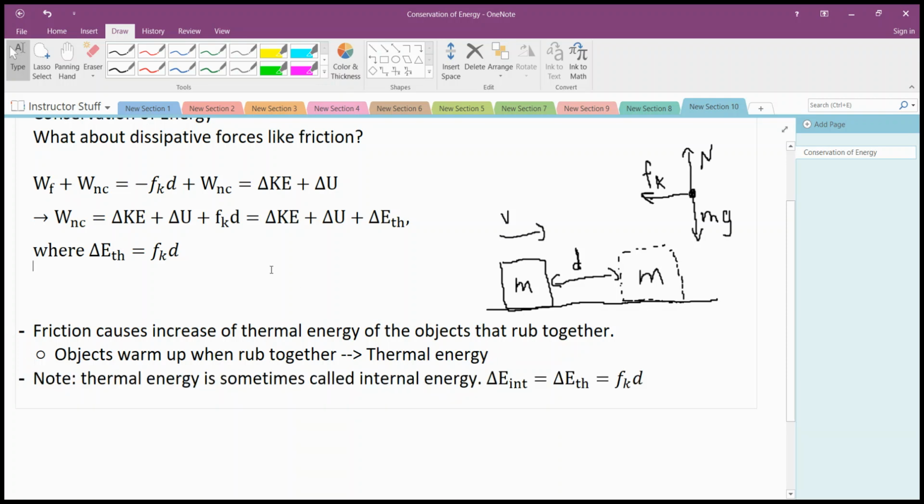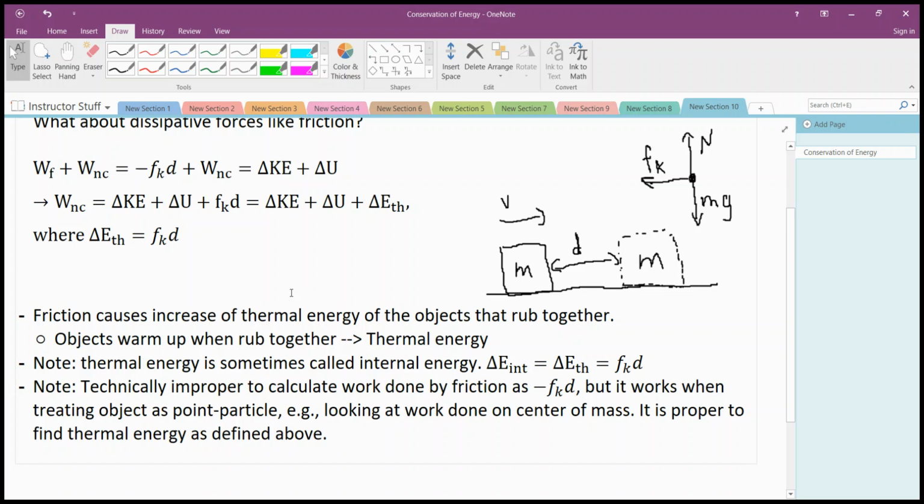You should note that this thermal energy term, this delta E thermal, in some books is called internal energy, and you'll see it written like this, delta E internal. And this is because it is the energy of objects warming up. It is the energy of the molecules that make them up, vibrating and moving a little bit faster. So in some sense, it is an internal energy to our objects.